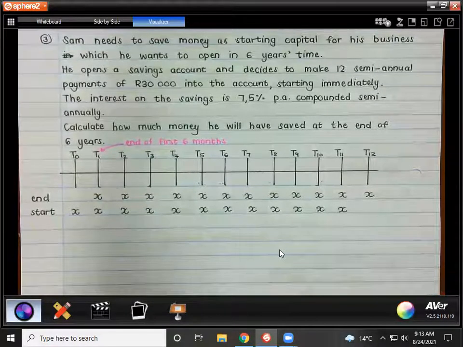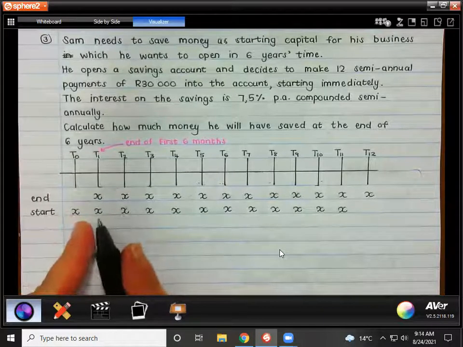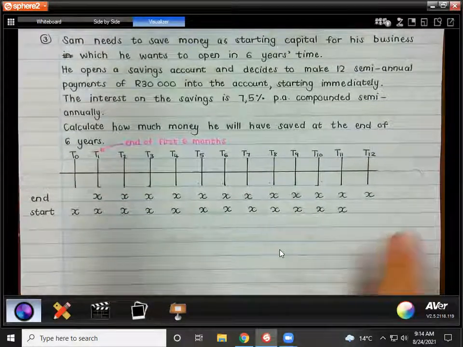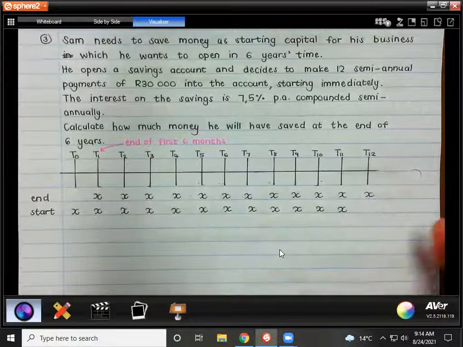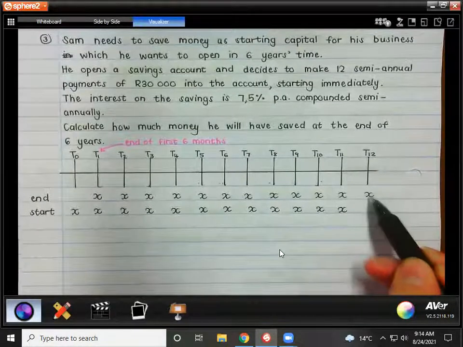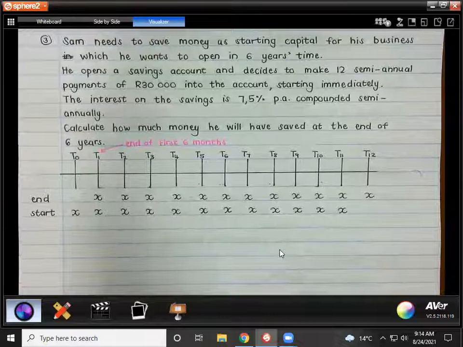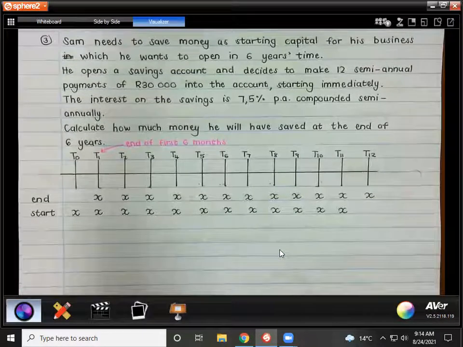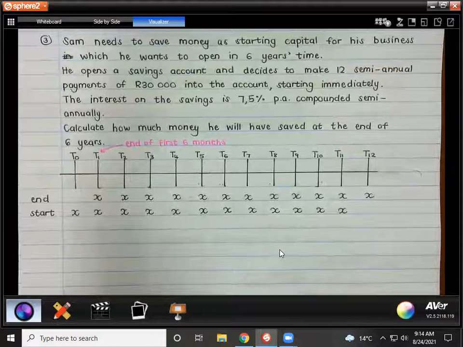What do we think? 6 months more interest? What do we think? Well, if he makes the final payment here, then the money is paid out immediately. So he's not going to earn any interest here. It's still 12 payments, right? So he's not making more payments than he normally would. An extra 6 months and just a whole 12 payments.